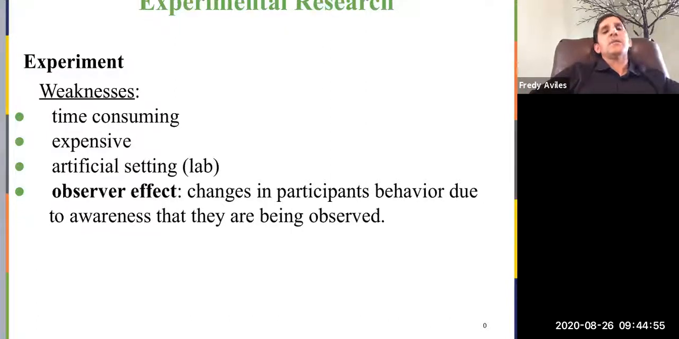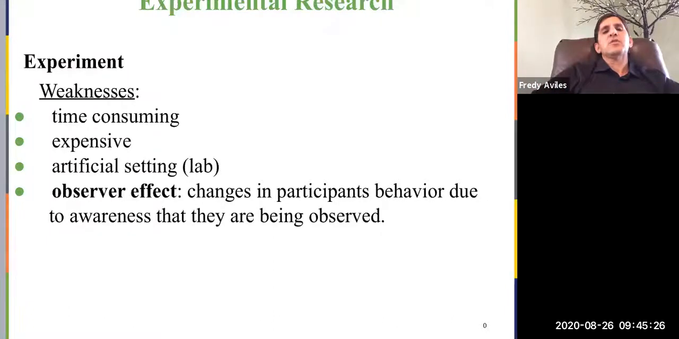Another problem with experiments is that they're usually done in an artificial setting. They're usually done in a laboratory. And because it's an artificial setting, participants may not be themselves. They may not behave naturally. That's related to another weakness that's labeled there, that's in bold, the observer effect. There are changes in participants' behavior due to awareness that they are being observed. So because participants know that you're going to be messing with them in some way, they may not behave naturally.